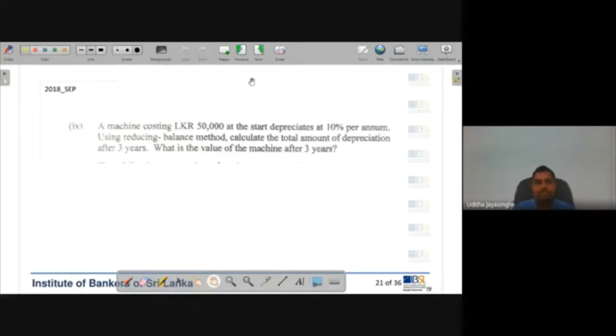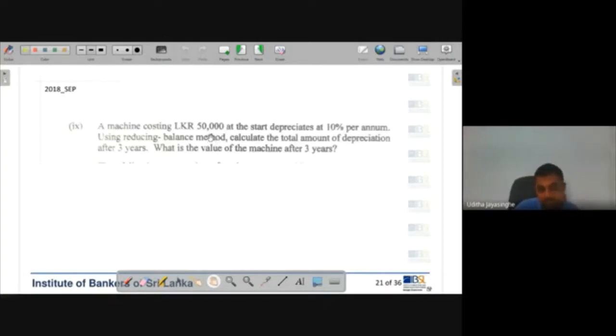A machine costing 50,000 rupees at the start depreciates at 10% per annum using the reducing balance method. Reducing balance method, not the straight line method. If it is the straight line method, very easy. You take 10% after 3 years. That means 5,000 at each year. That means 5,000 has to be taken out from this 50,000 each year. So your value is going to be 35,000.